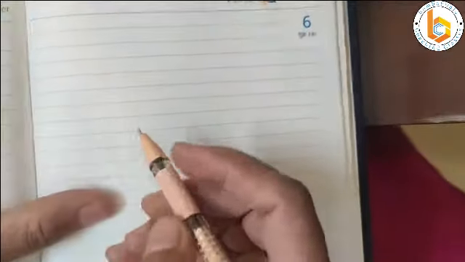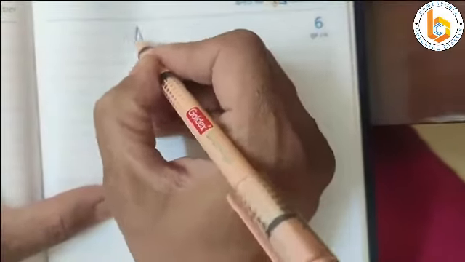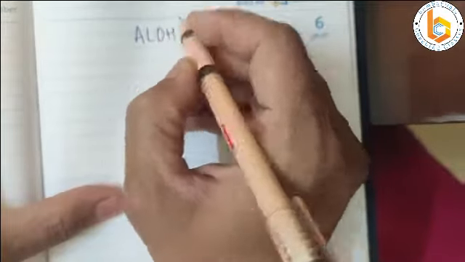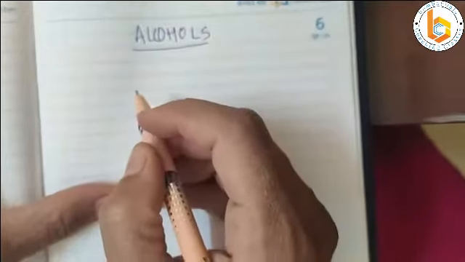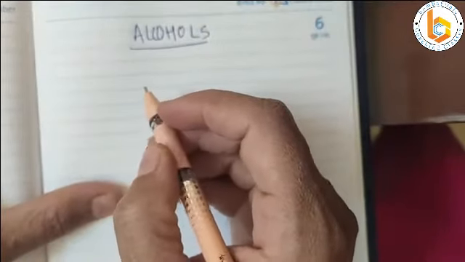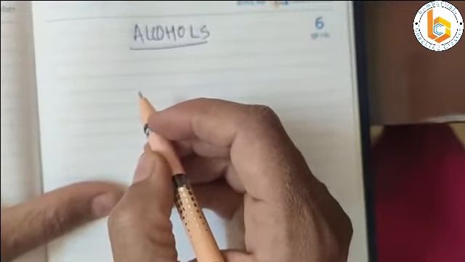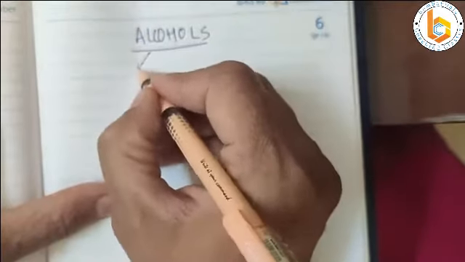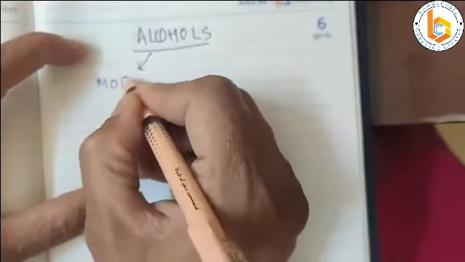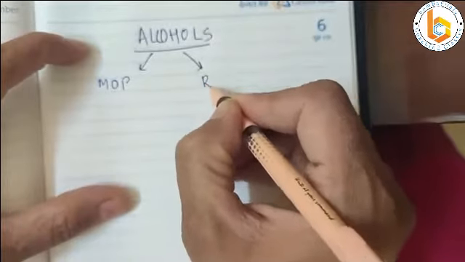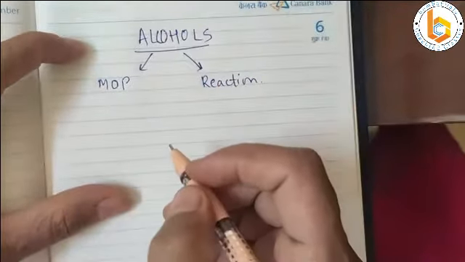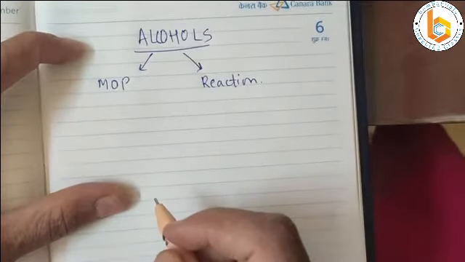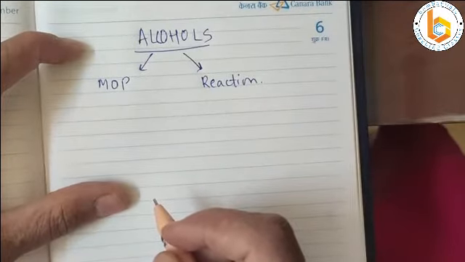Dear students, let us start with alcohols. In this topic, alcohols, we are going to take two things. One is methods of preparation and the other is reactions of alcohol. Now to start with, let us take the first method of preparation for alcohols.